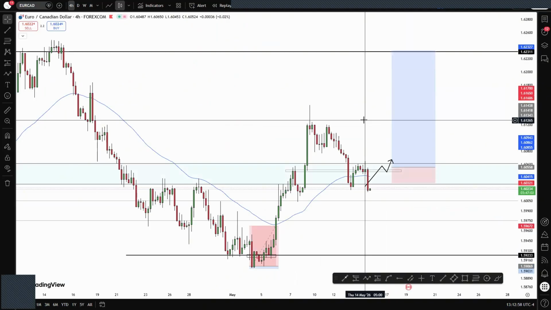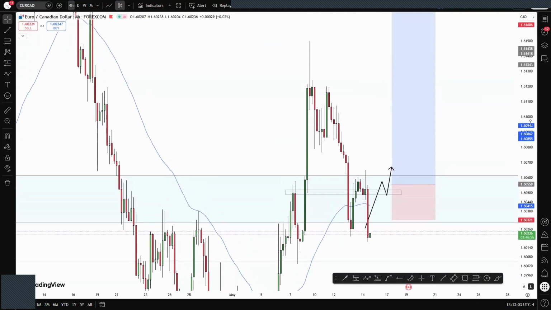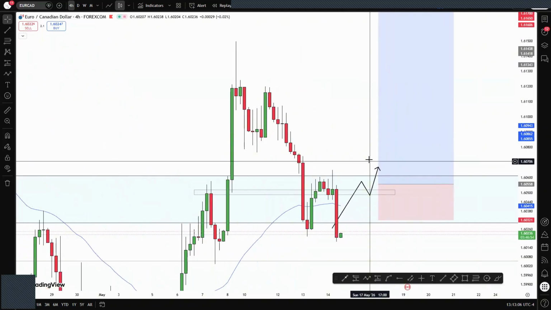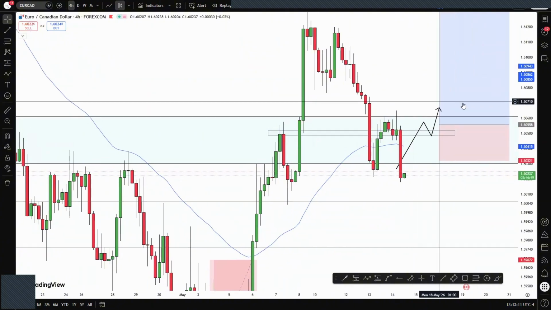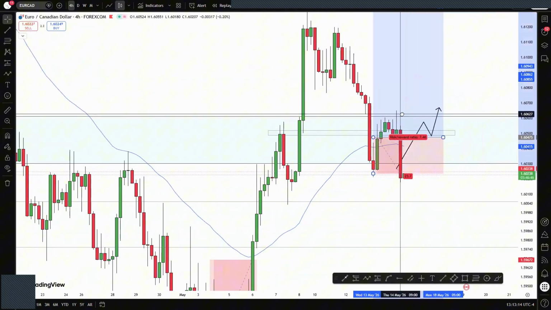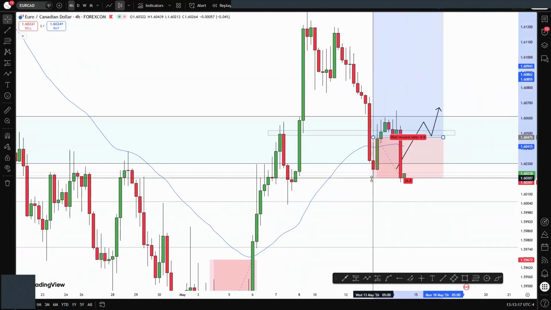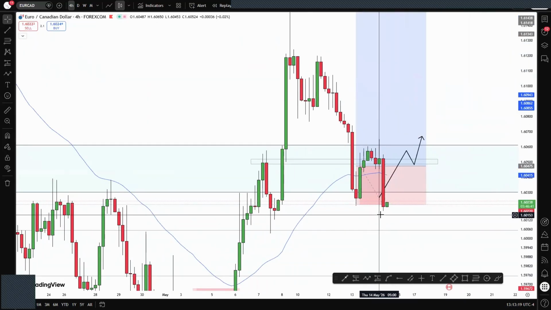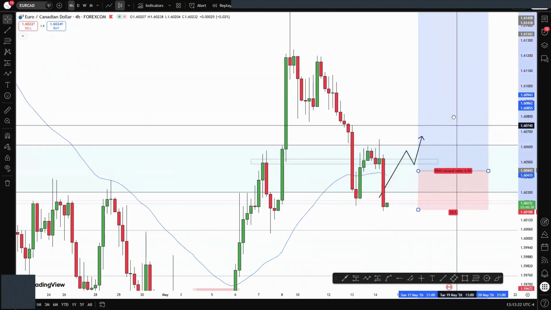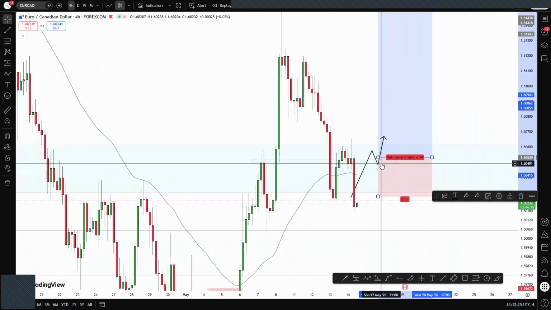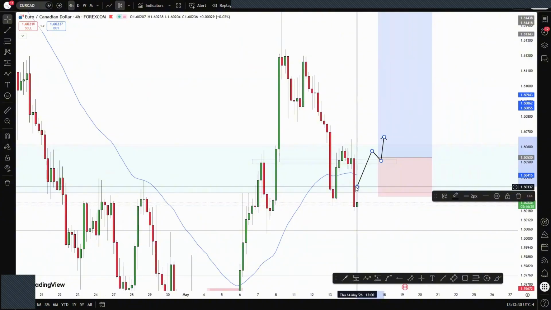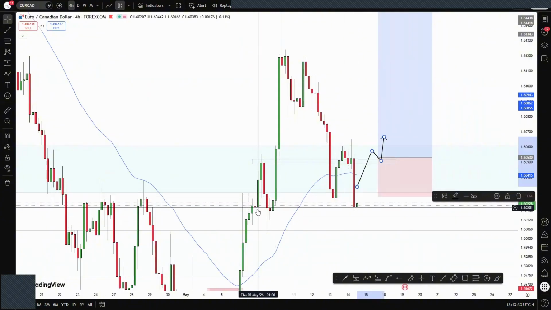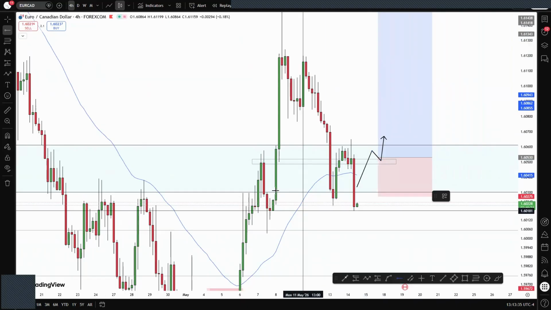And EURCAD, price failed to give us the engulfing we are looking for, and so we didn't take the buy. And even this wasn't a clear buy. You can see from not buying at this level just after the engulfing here, we've avoided this loss just by this simple rule I was explaining to you guys earlier this week. So it really works.